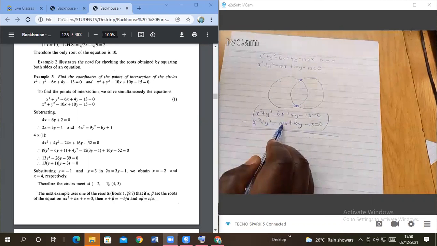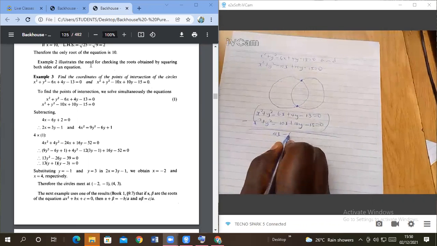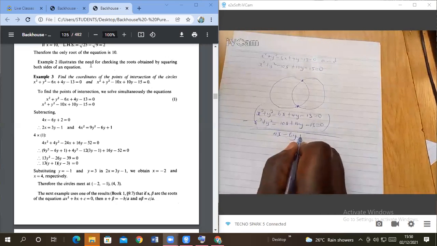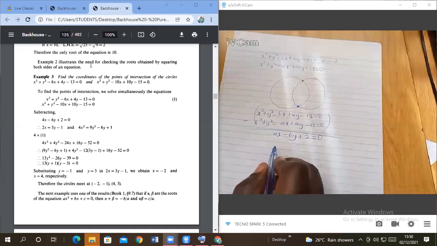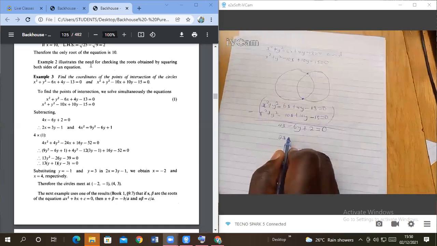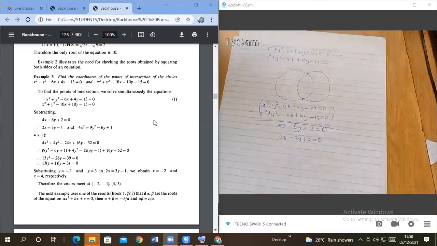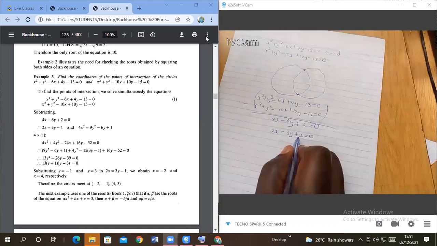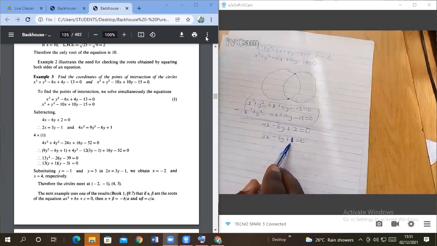So if I subtracted this, I'll have the x squared, y squared going. Then negative 6x minus negative 10x will be 4x. Then 4y minus 10y will be negative 6y. Negative 13 minus negative 15 would be positive 2. Equals to 0. Now we can reduce this by 2 so that I have 2x minus 3y plus 1 is equal to 0.